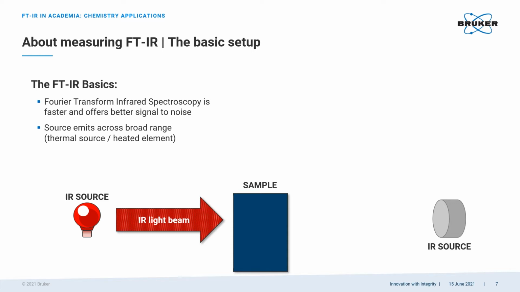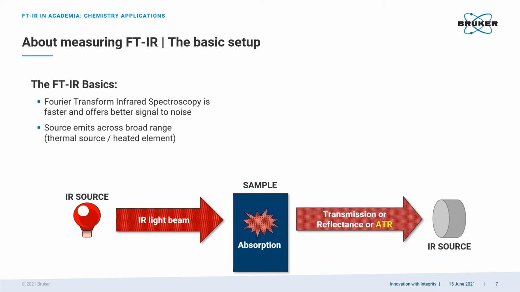In an FTIR experiment, a thermal source emits IR radiation across a broad range. This light is then directed at a sample to analyze it. At the sample, the IR light is absorbed, inducing vibration. Now what happens next depends on the measurement technique. The IR light can be collected in transmission, in reflectance, or using ATR. Let's regard this as a transmission measurement where the IR light will completely pass the water sample.